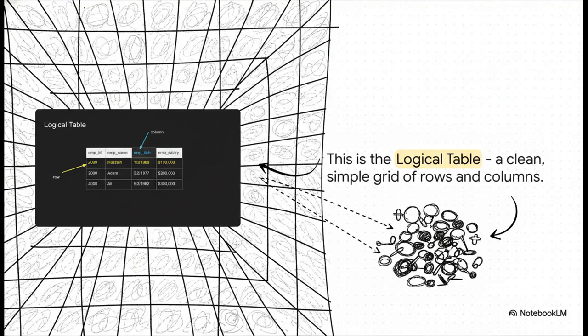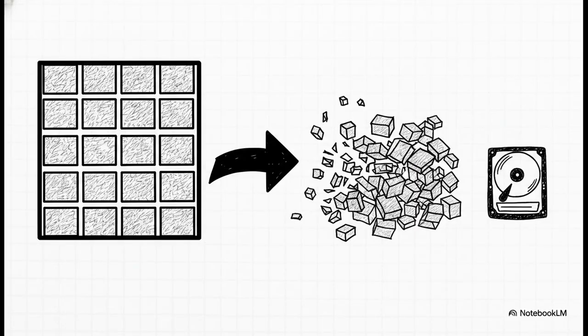As developers, this is our world, right? A beautiful, clean grid, rows and columns, all perfectly organized. It's intuitive, it's simple, and you know what? It's an incredibly useful illusion, but it's not the truth of how your data actually lives. Because the moment that data gets written to a hard drive or an SSD, the picture changes completely. That neat little grid is gone.